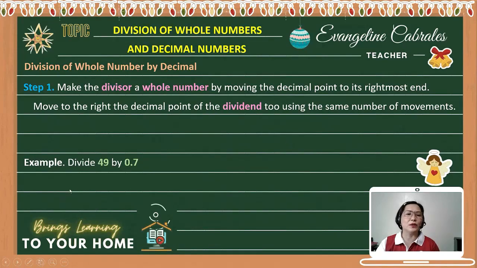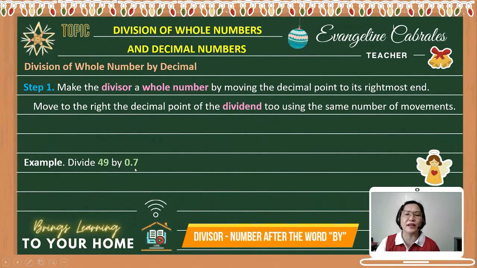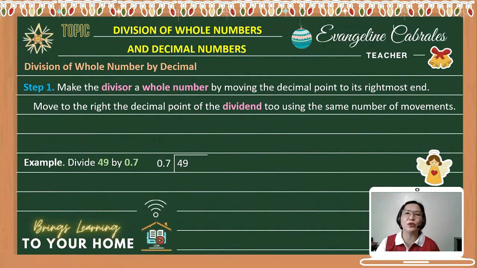Let's have an example. It says here, divide 49 by 7/10. Tandaan, kapag ang given ay kagaya nito na involve ay words, yung number kasunod ng word na divide, which is 49, yon ang dividend. At yung number na kasunod ng by, which is 7/10, yun ang divisor. So, kung isusulat mo siya para mag-divide or mag-solve, ganito ang itsura niya. Ang divisor na 7/10 ay nasa labas, at ang dividend na 49 ay nasa loob.